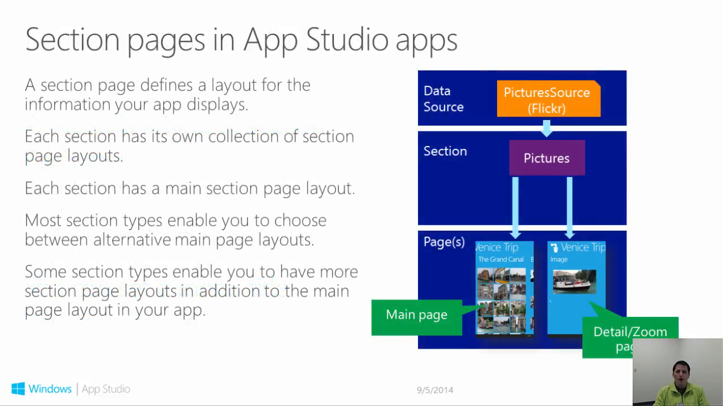Section pages are the primary means for displaying your app's content to the user. Let's start number 7 again.